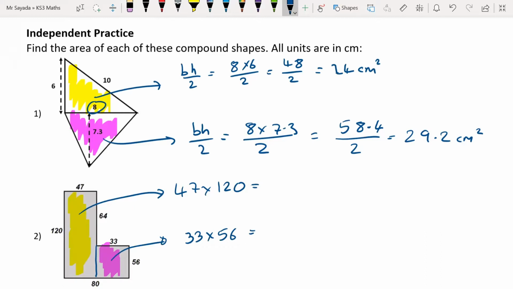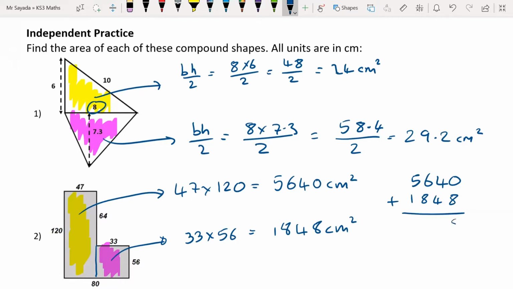Now, you should be using Gelosia to work these out, not a calculator. If you use Gelosia, you should get 5,640 centimeters squared for this one. And for the other one, you should get 1,848 centimeters squared. You should then add those together by lining them up, one on top of the other. 0 plus 8 is 8, 4 plus 4 is 8, 6 plus 8 is 14, 5 plus 1 plus 1 is 7, and there's your answer, 7,488 centimeters squared.